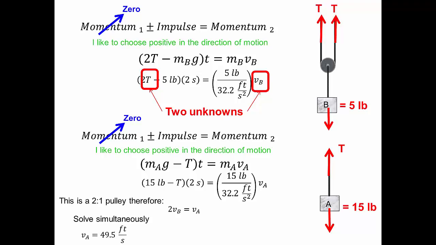If we solve these three equations simultaneously, then we get that the velocity of A is 49.5 feet per second going downward. The velocity of B is 24.8 feet per second moving upward. And the tension in the cable is 3.47 pounds. We were looking for the velocity of A, and we have our answer, 49.5 feet per second.